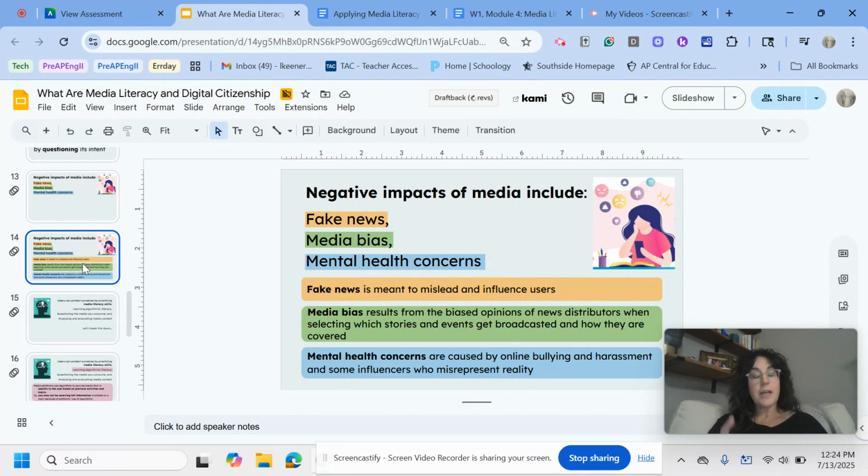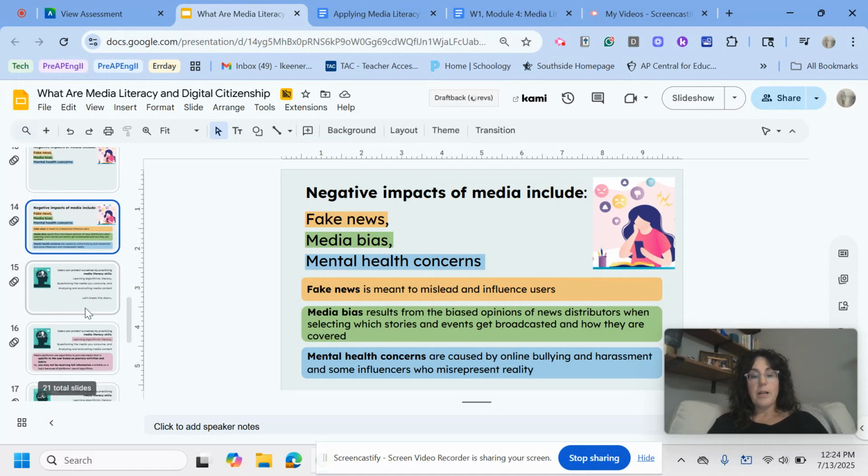Media bias, which I don't think students often think about, but I would like them to, are the biased opinions from news distributors and journalists when selecting the stories and events that get broadcast, not just which ones get broadcast, but how they are covered. And then obviously we know as educators about mental health concerns that are caused by online bullying harassment.